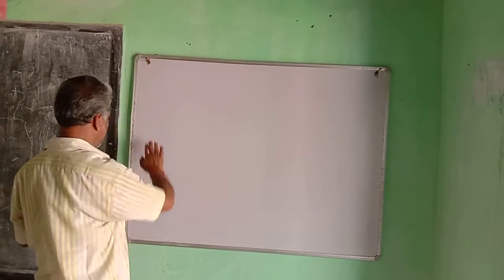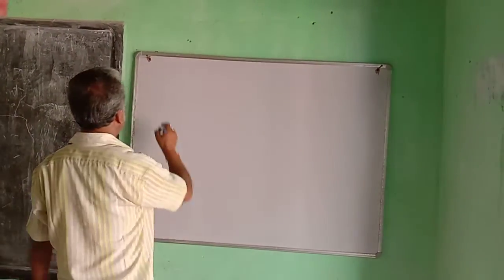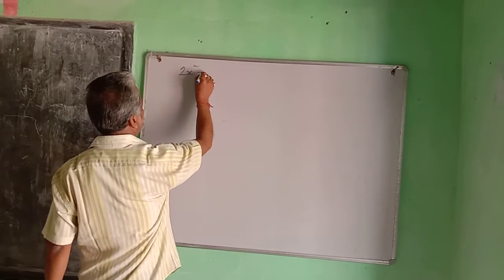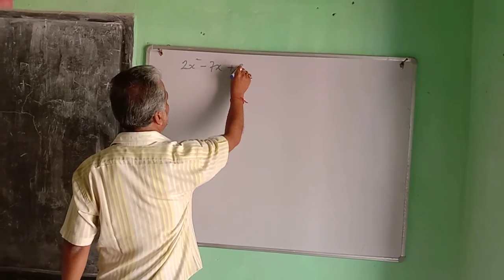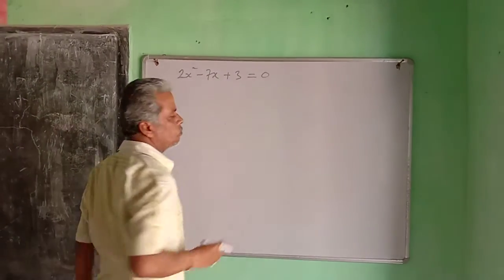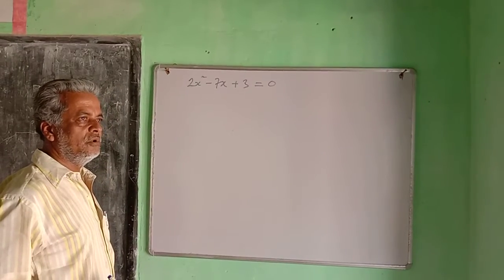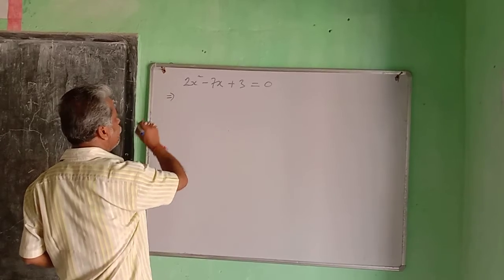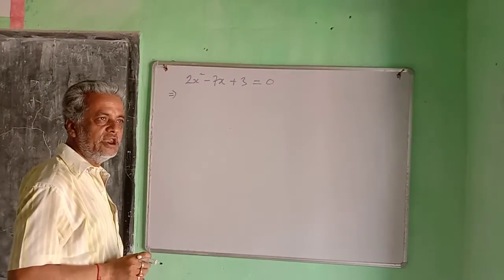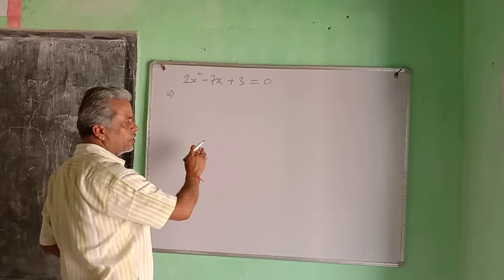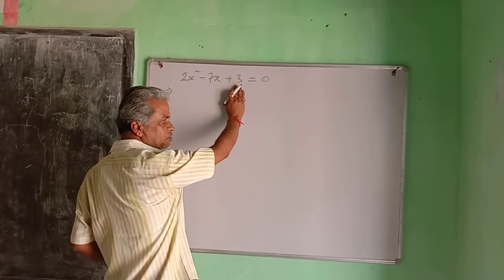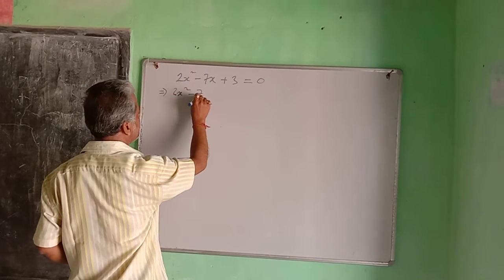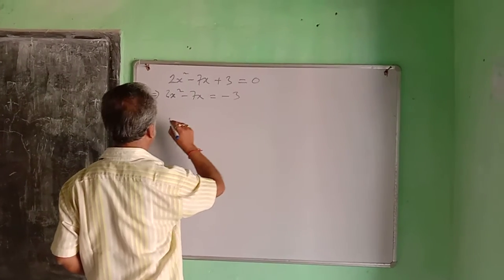Suppose there is an equation. The equation is 2x squared minus 7x plus 3 is equal to 0. So the method we have seen already. The method says you are to transfer the constant to the right side. So plus 3 should be transferred to the right side as minus 3. 2x squared minus 7x is equal to minus 3.